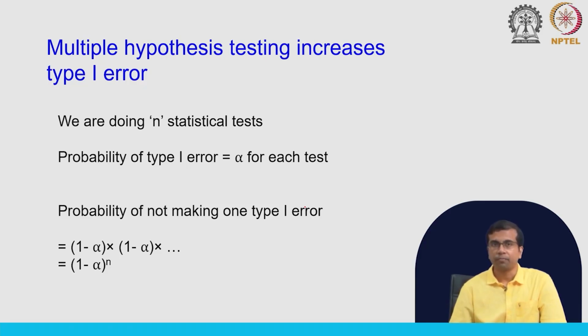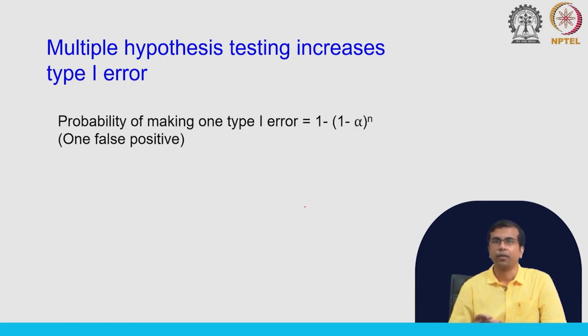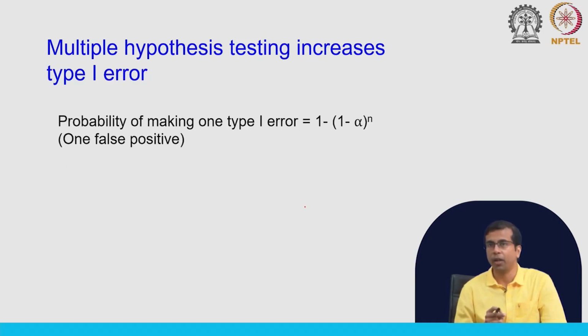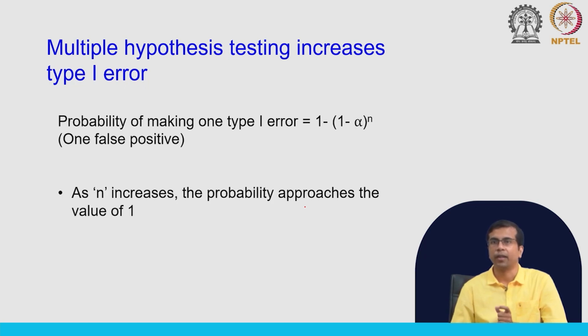Now, what does it mean? That is the probability of not making a type 1 error. So, if you want to calculate the probability of making at least one type 1 error, this will be given by 1 minus (1 minus alpha) to the power n. So, we will get the probability of getting one false positive. Earlier it was 0.05. Now, as n increases, the probability will approach the value of 1.